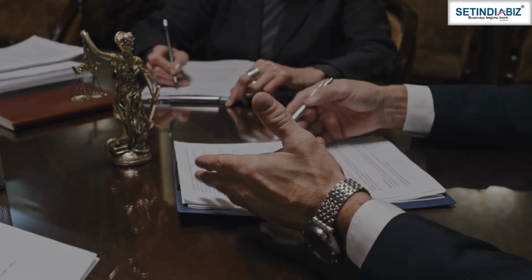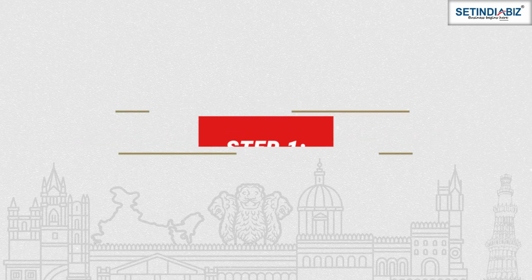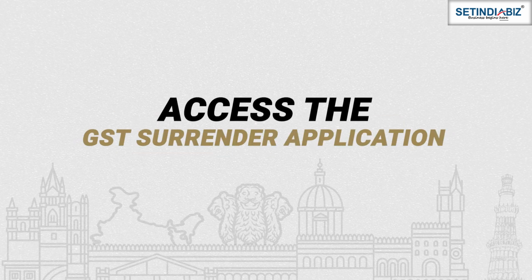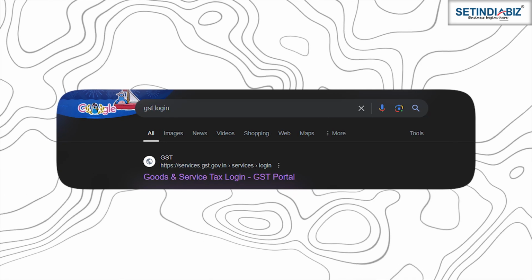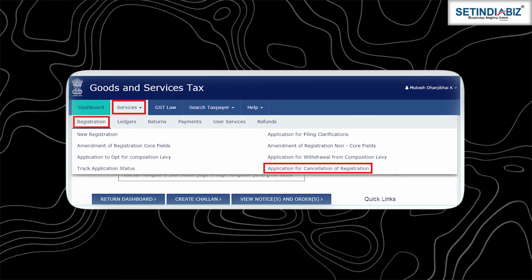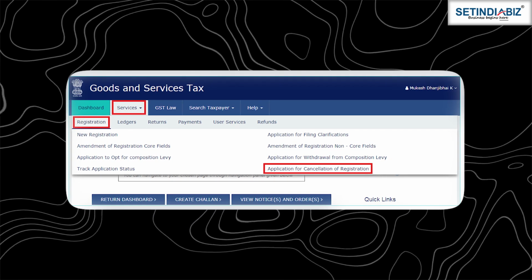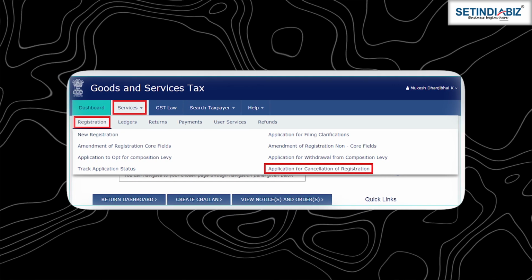Now let's talk about how to file an application for the surrender of GST registration. It's a pretty straightforward process with just a few basic steps. How to file GST surrender application. Step 1. Access the GST surrender application. First things first, log into the GST website. Once you are in, go to the Services tab, then select Registration from the drop-down menu. That's where you'll find the online application for surrendering your GST registration.